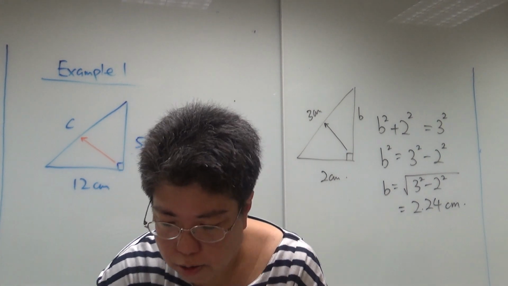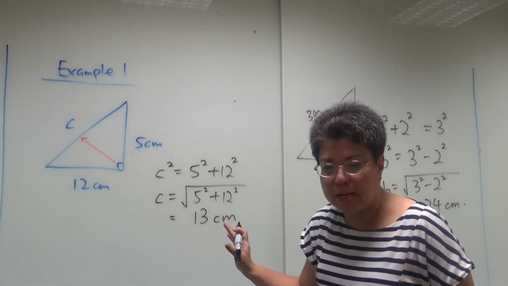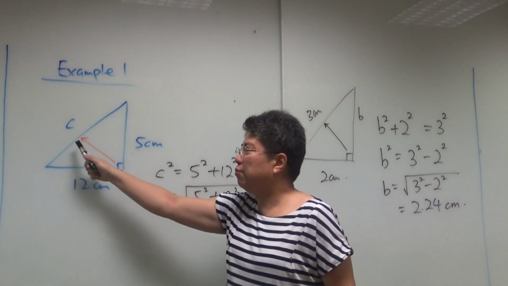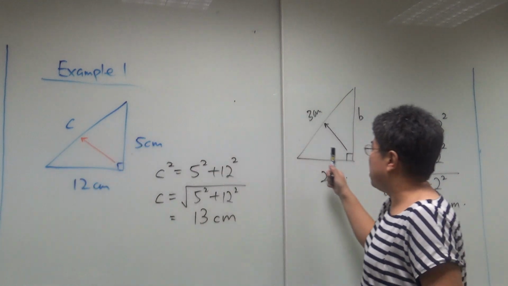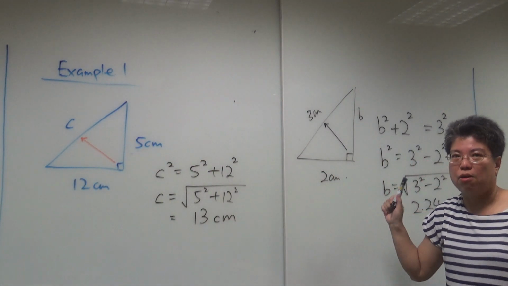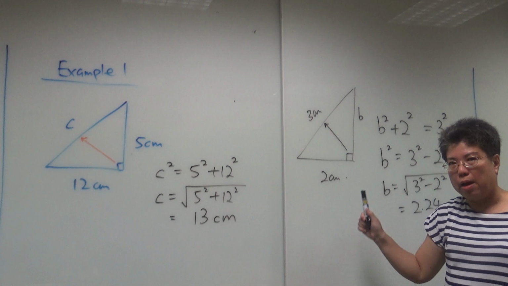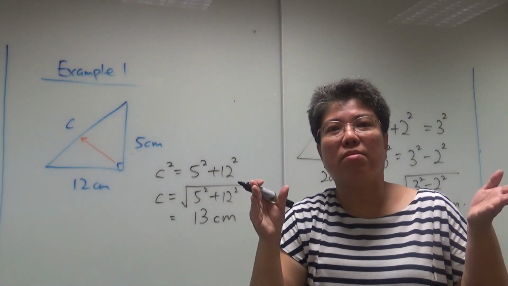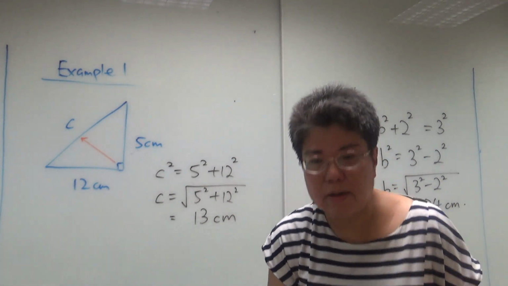So this is basically how we use the Pythagoras theorem. First, to find the hypo, or you can use it to find any side of the triangle, including the hypo, but you must identify and put the hypo at one side. That's all.